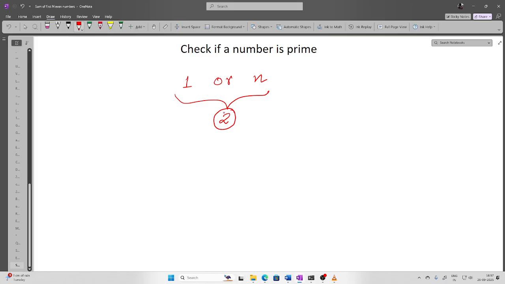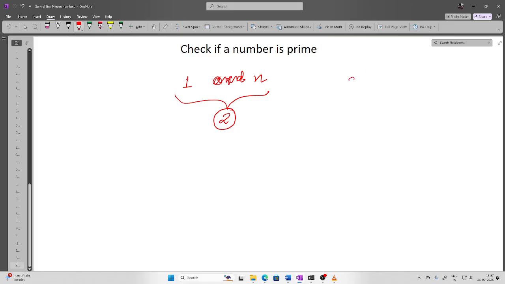What are those? One number? No, it should not be "or", it should be "and". Okay, there should be two numbers which divide. If those two numbers divide that number, that is, first is 1 and second is that number itself, then that is prime.